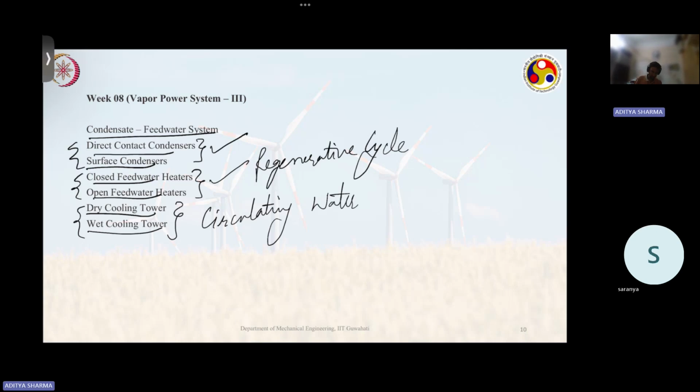And if you see your direct contact condenser and surface condenser, surface condenser again, you take the example of a shell and tube type of system, right? So this way through the surface the condensation takes place. And a direct contact condenser is where your steam is directly coming in contact with your circulating water, that is condensing the steam. One example of a direct contact condenser is where you spray your circulating water in a chamber where there is steam that you want to condense. You can imagine it this way. So that is your direct contact condenser, right? So this is your condensate feed water system.